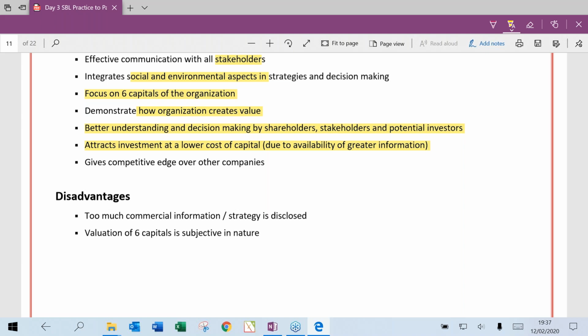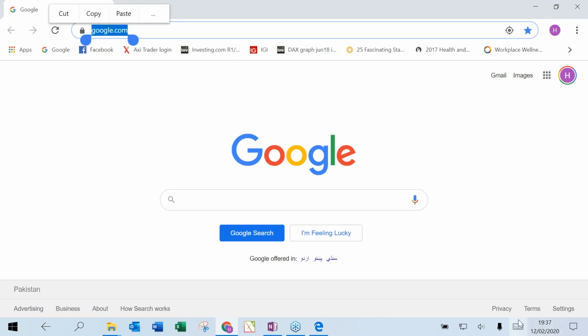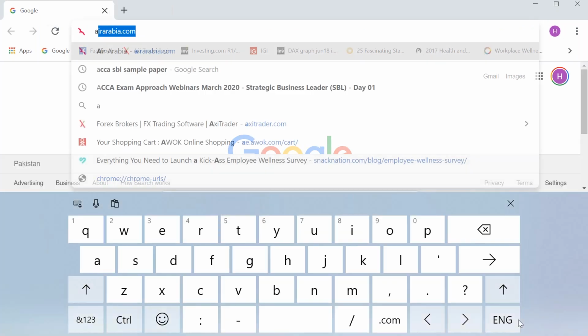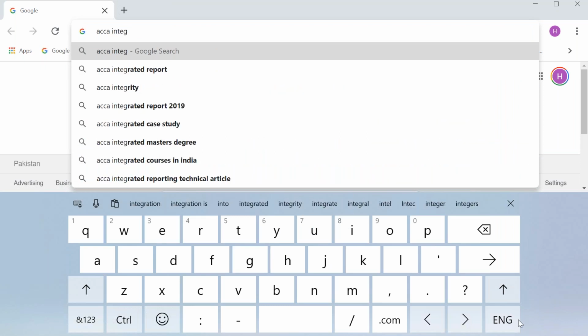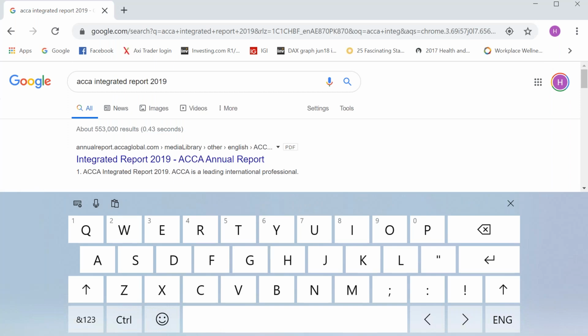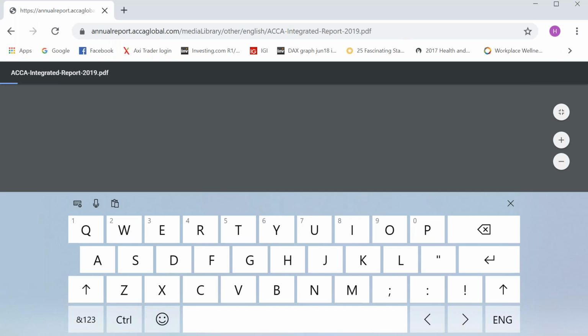And would you be interested in taking a quick look at ACCA's integrated report? Let me quickly Google ACCA integrated report 2019. Can you see this?